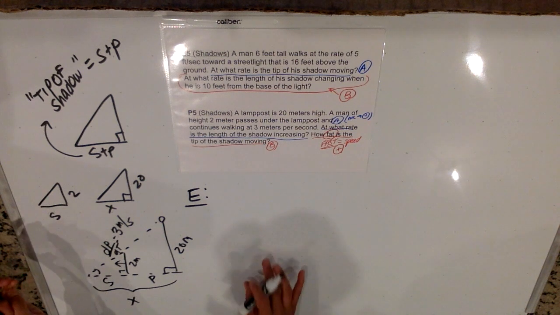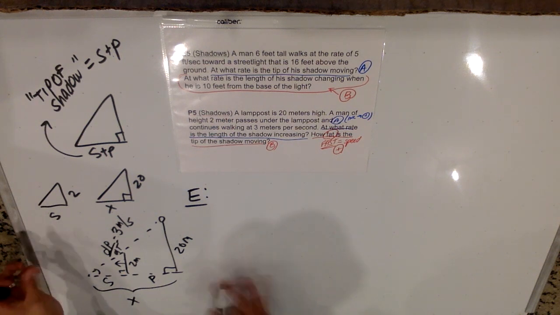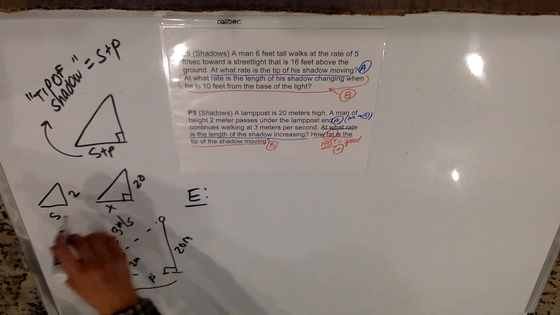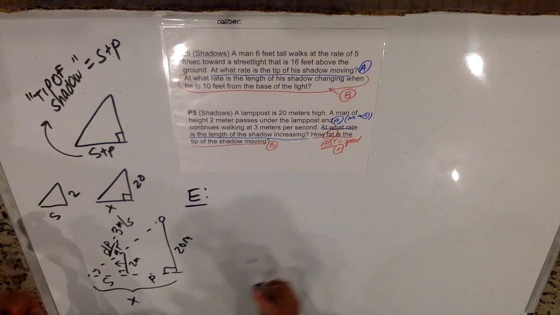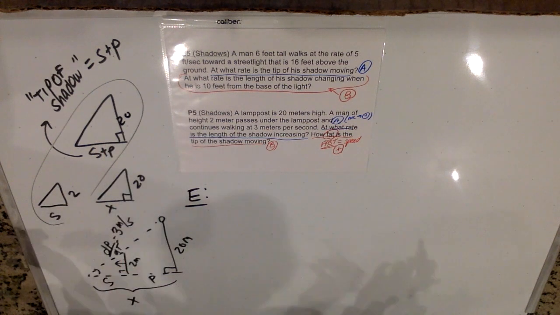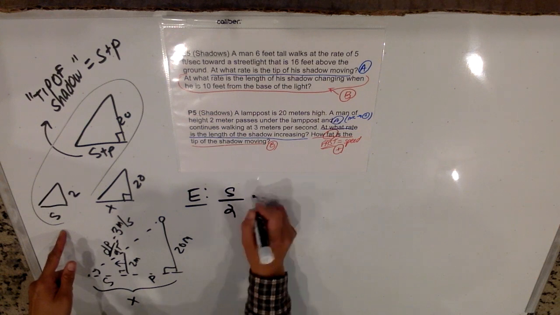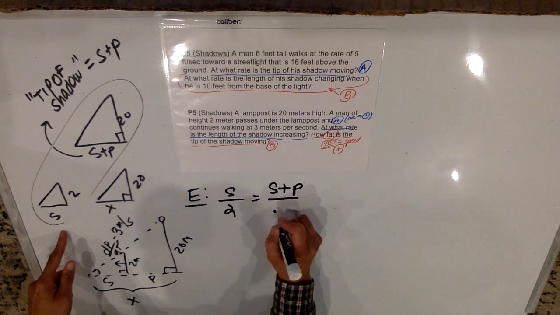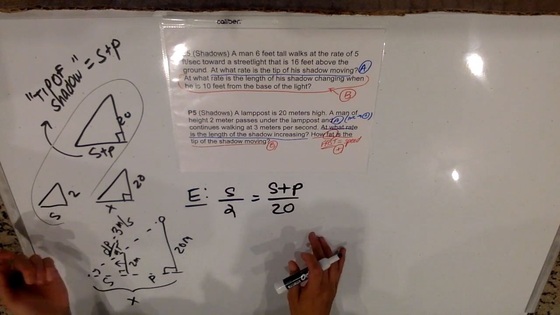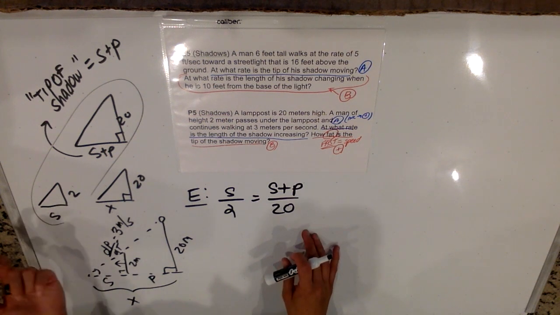The trick is, again, the length of the shadow would just be s, right? So if you chose to do it this way, you don't have to have the auxiliary equation if you use these two. It's the same concept, just without the auxiliary equation. So you could say s is to 2 as s plus p is to 20, right? And this is a great time to get rid of the fractions.